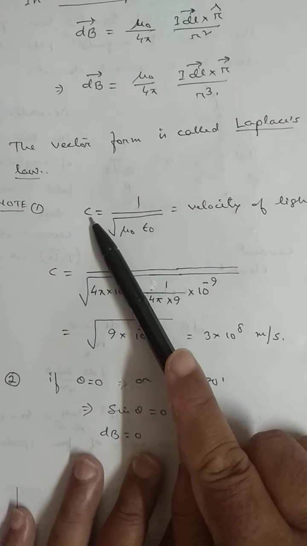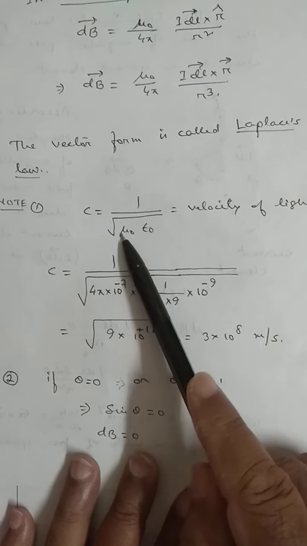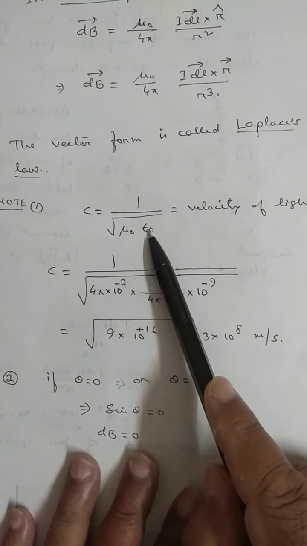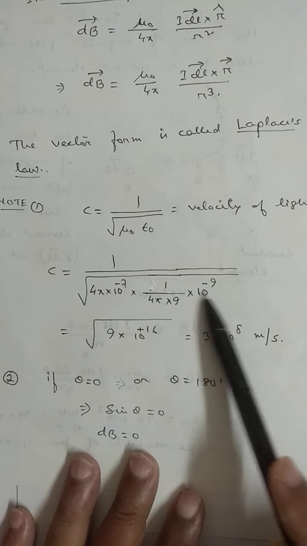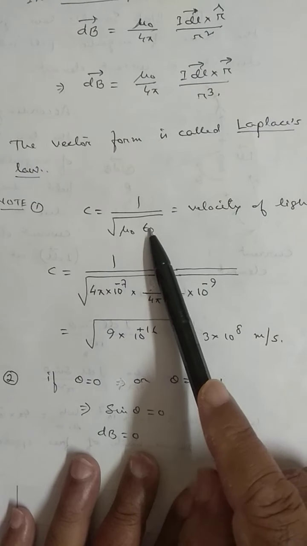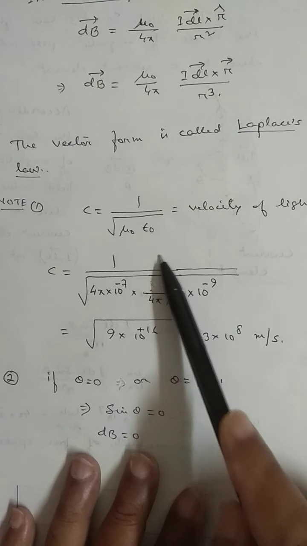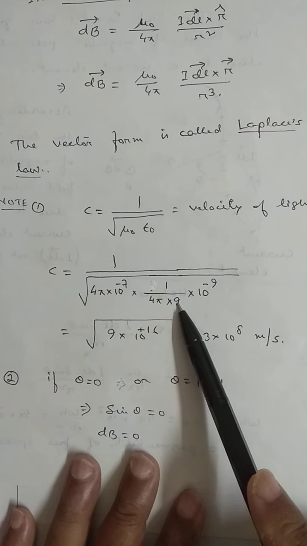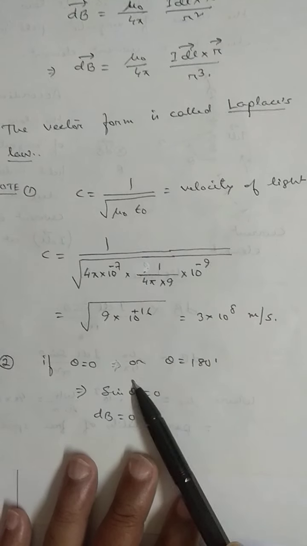This is already given. c is equal to 1 by square root of mu 0 epsilon 0, the velocity of light. What is the value of mu 0? 4 pi into 10 to the power minus 7. What is the value of epsilon 0? 1 by 4 pi into 9 into 10 to the power 9. Or the epsilon 0 value is 8.854 into 10 to the power minus 12. That can be written like this also. This is already discussed.